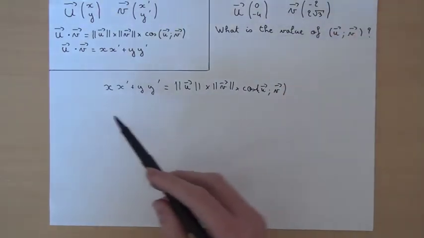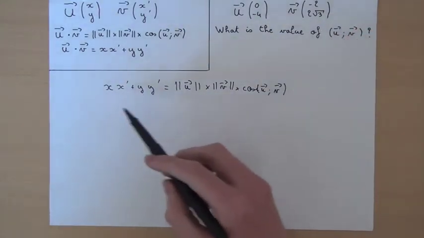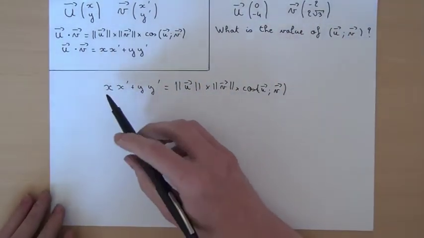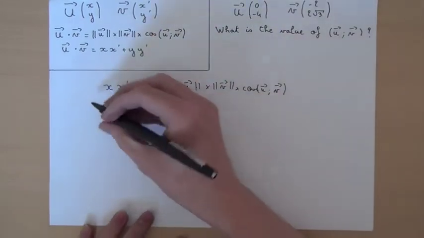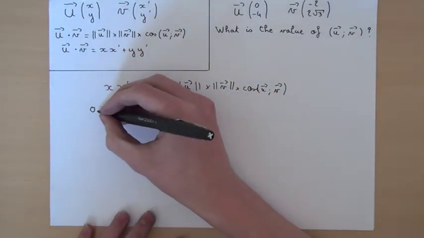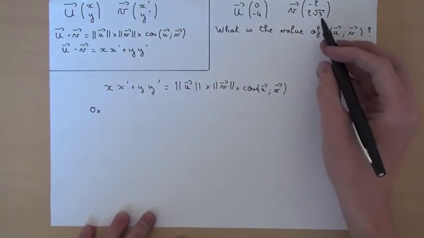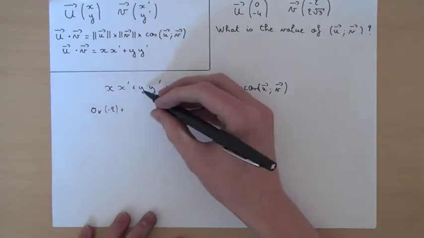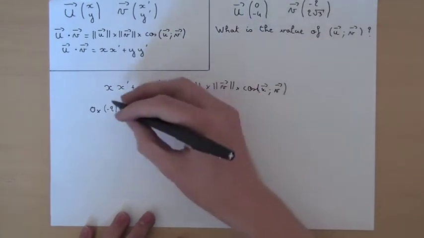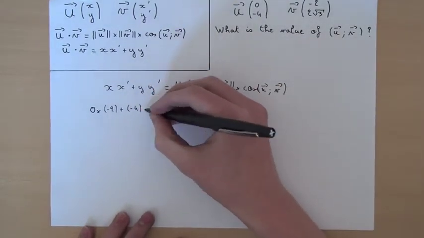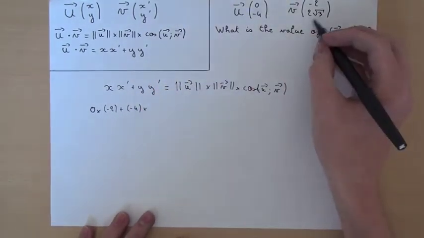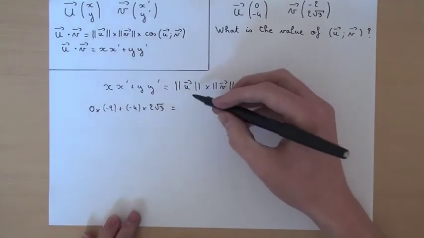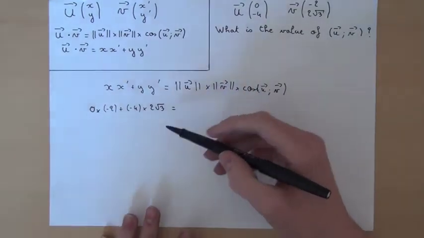Then you replace the values in the equation. So x, what is x? Here it's 0. So you have 0 multiplied by x', it's -2, plus y, it's -4, multiplied by 2√3 equals the magnitude of u. What is the magnitude of u?